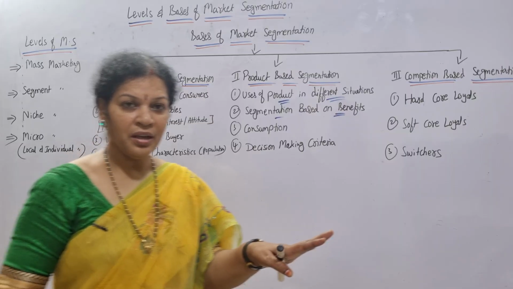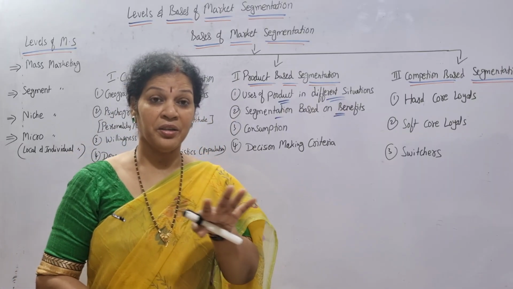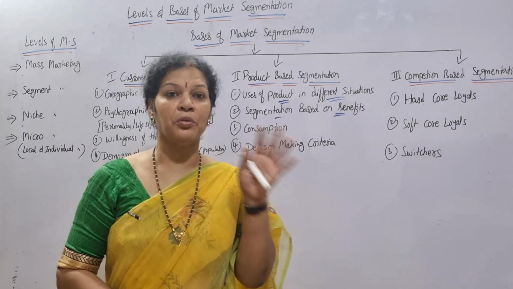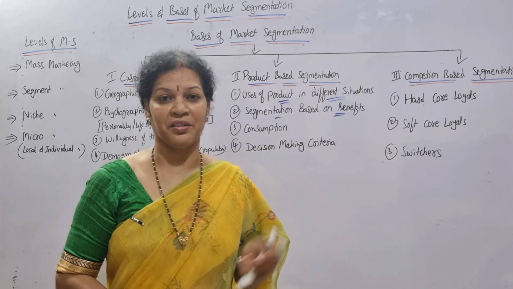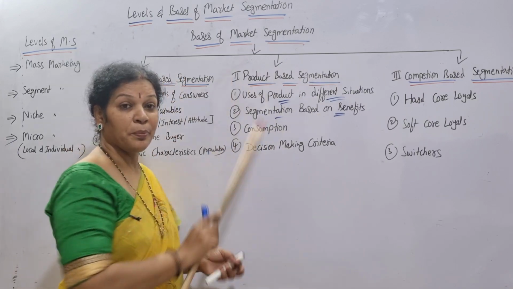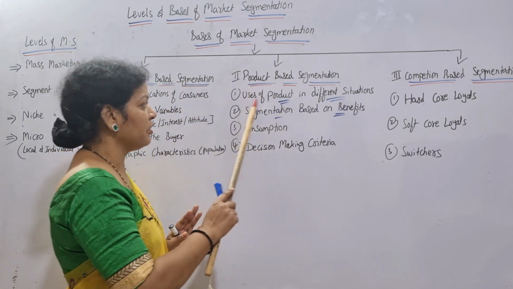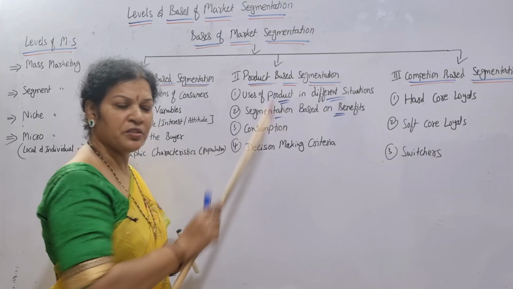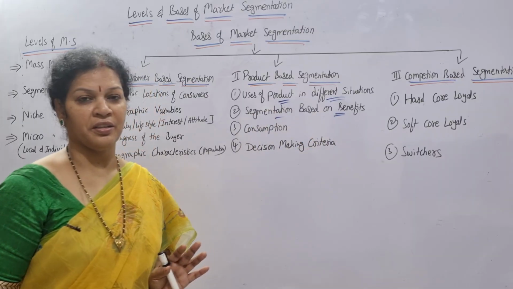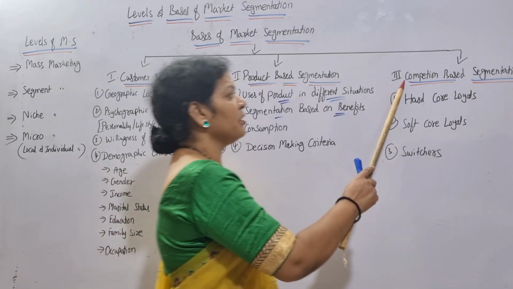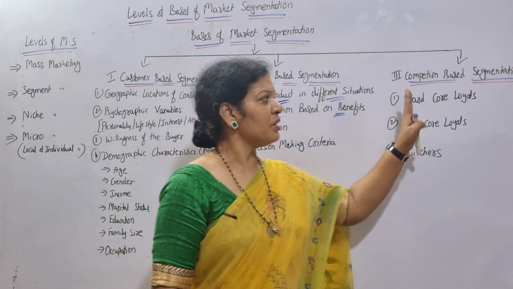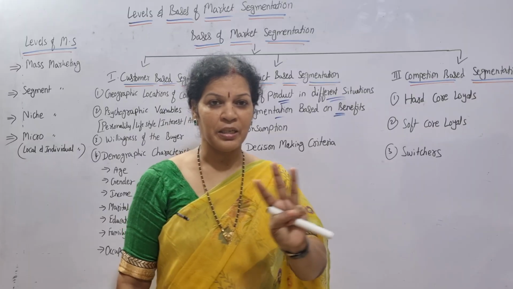According to our decision, our implementation or new strategies, that is going to give us the market. That is why we have to focus on product based segmentation. Product based segmentation is first of all uses of products in different situations, then segmentation based on benefits, consumption and decision making criteria. And lastly comes competition based segmentation, according to the competition. This competition based segmentation has three parts.